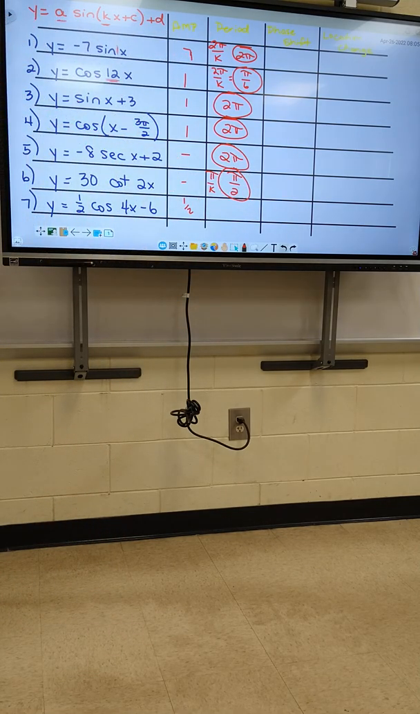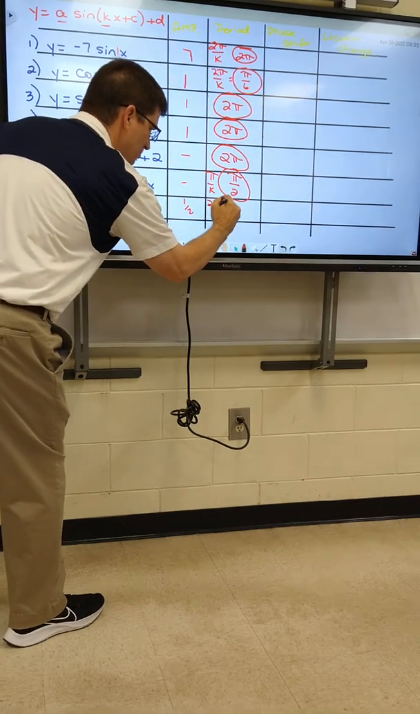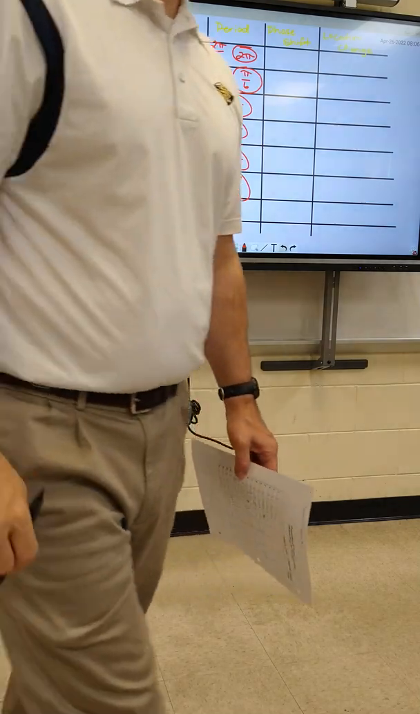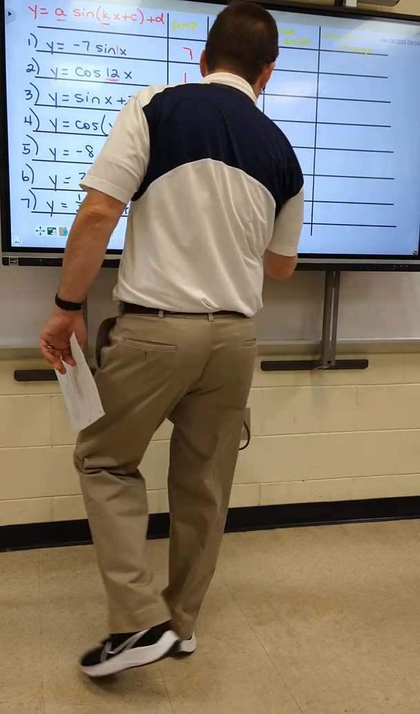Number 7, you may have to put in your calculator, Allison. There's a 4 in front of the x this time. So that's 2 pi over 4. Allison, put that in your calculator and tell me what it gives you. Good. I'm going to let y'all go down that column and finish it up.